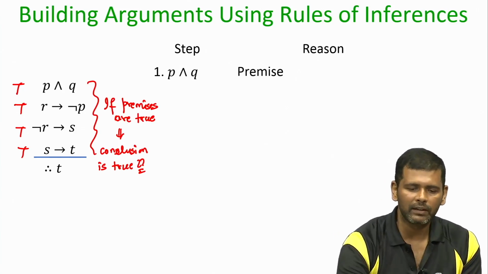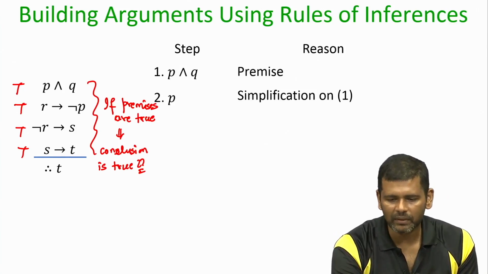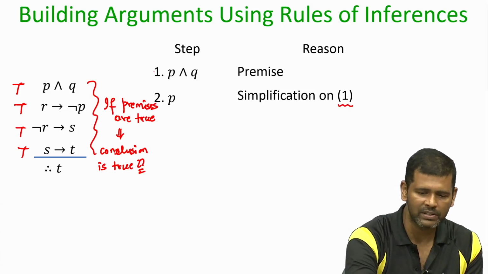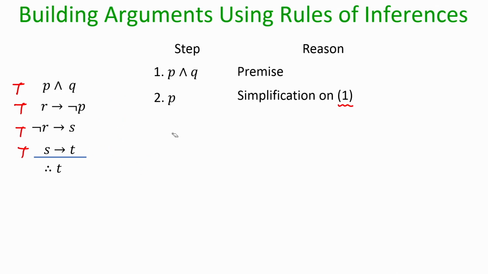So, since P and Q is true, I am starting with that. I apply the simplification law, and I am writing it as 1 because the first statement is the premise P and Q, and I am giving a number to that premise, the conjunction of P and Q. So, since my premise P and Q is true, I can apply the simplification law on that and come to the conclusion P.